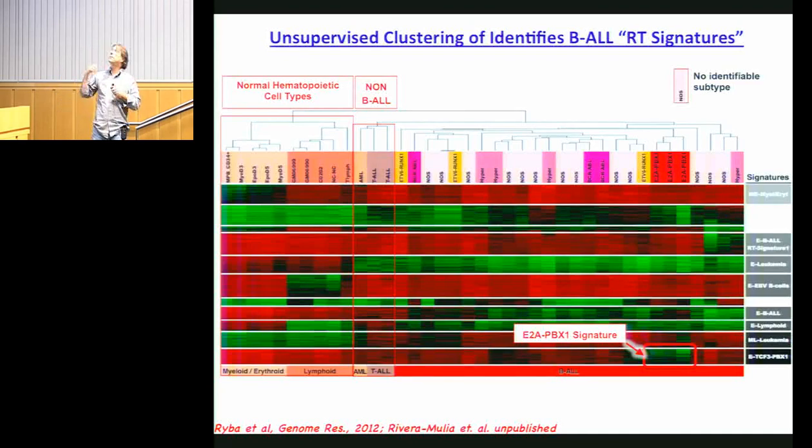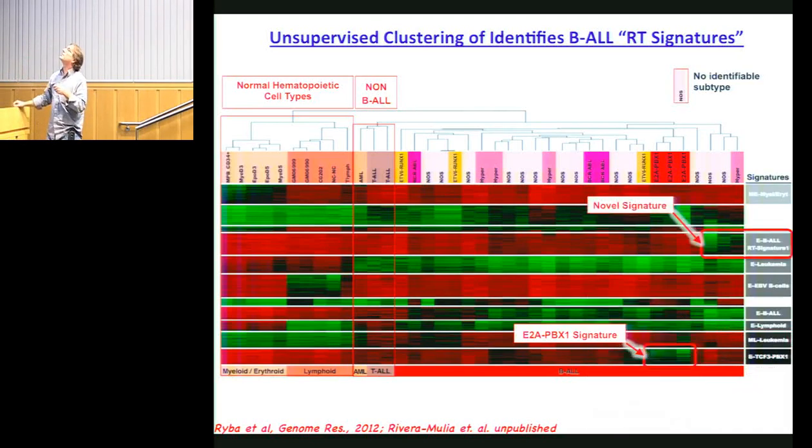So we're now engaged in some experiments to knock down E2A-PBX1 in leukemia cells, overexpress it in normal cells, and see if there's any true causal relationship between this fusion protein and these patterns of replication. You can also see that the other genetic subtype has a novel signature that comes up from some of these unidentified samples. You can also see that the other genetic subtypes substratify by replication timing. So replication timing is picking something out that is not conserved among this genetic subtype.